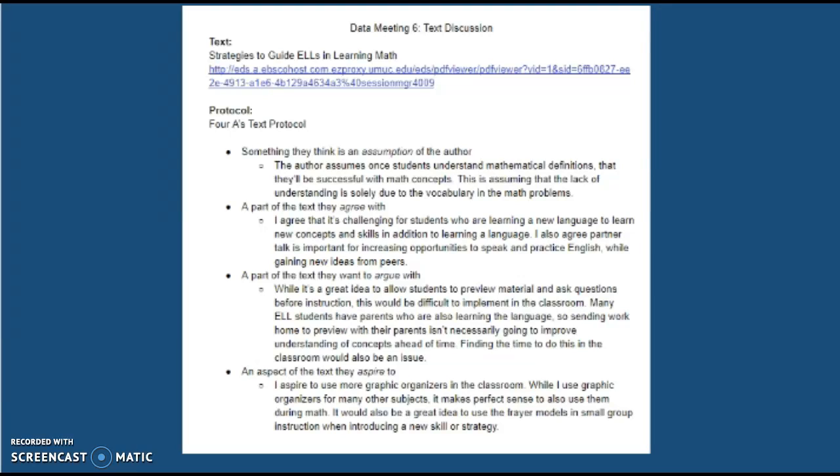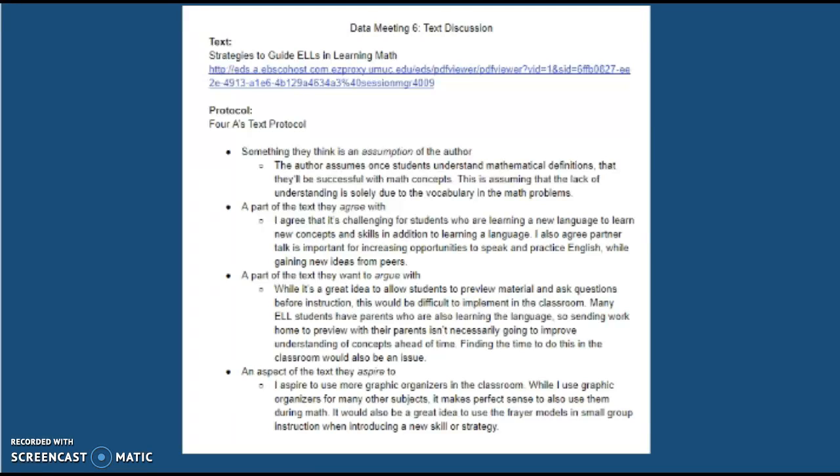One thing from the article that was an assumption that we discovered was the author assumes once students understand mathematical definitions that they'll be successful with math concepts. I don't think this is true at all, simply because yes, they understand how to add and subtract, multiply or divide. Well, it was with this grade level, add and subtract, but they don't understand the appropriate steps to how to solve the problems. That was one of the things we noticed with that.